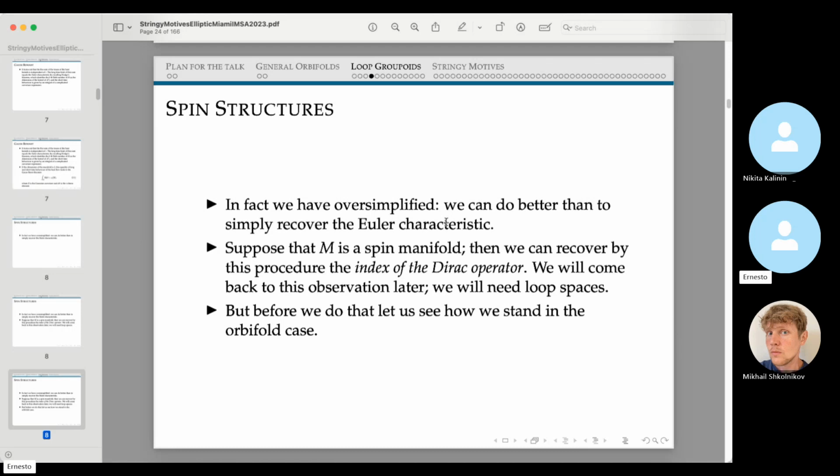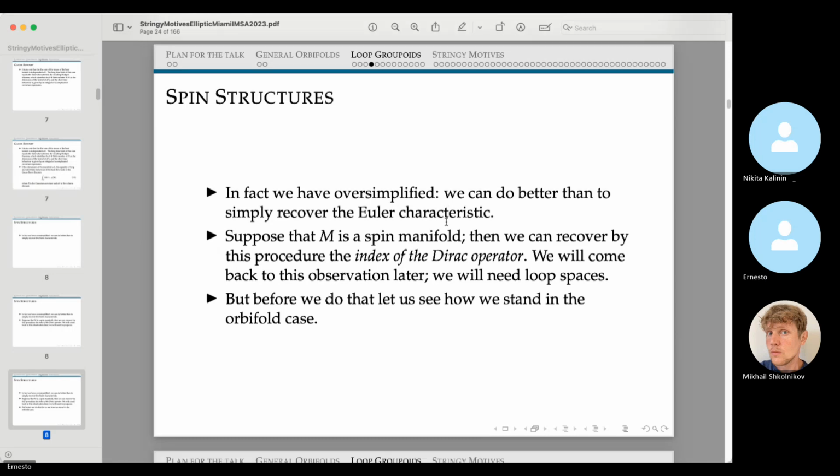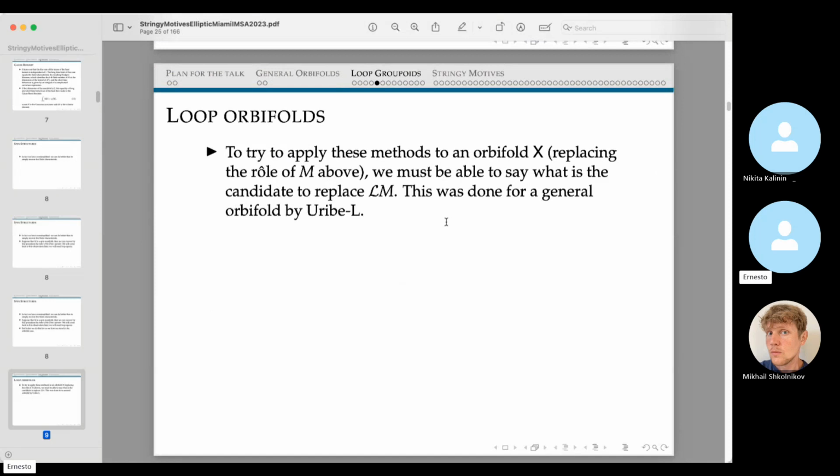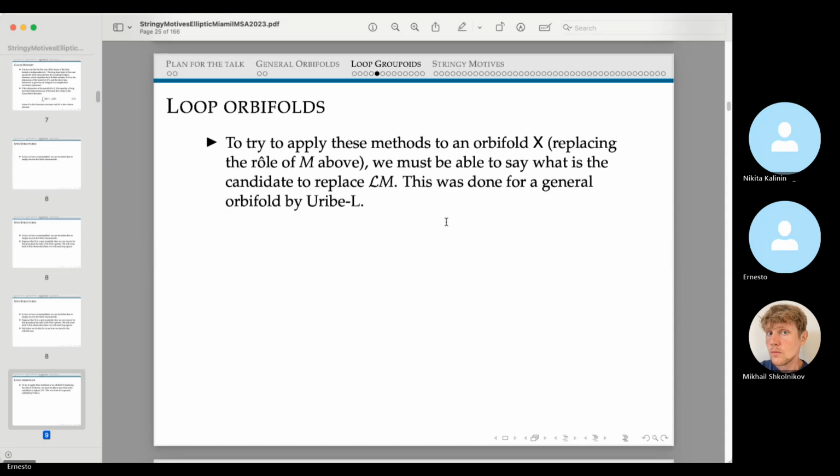This square root of the Laplacian can only be really made sense of nicely, and there are things you can do, of course, if the manifold is spin, namely the first and the second Stiefel-Whitney class of the manifold vanish. And now Bernardo Uribe and myself introduced the analog to the loop space of a manifold for orbifolds.